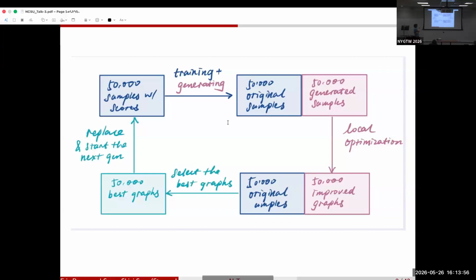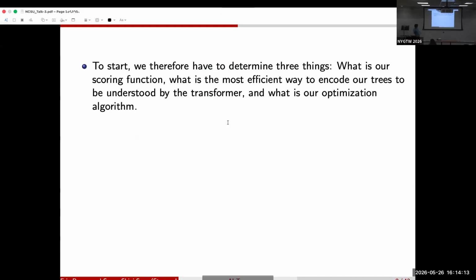It's just a graphical representation. What is the score you are interested in? That's what we're going to get to. To start, we have to determine three things. What is our scoring function? What is the most efficient way to encode our trees to be understood by the machine? And what is our optimization algorithm? Those are the three things that we need to input here.